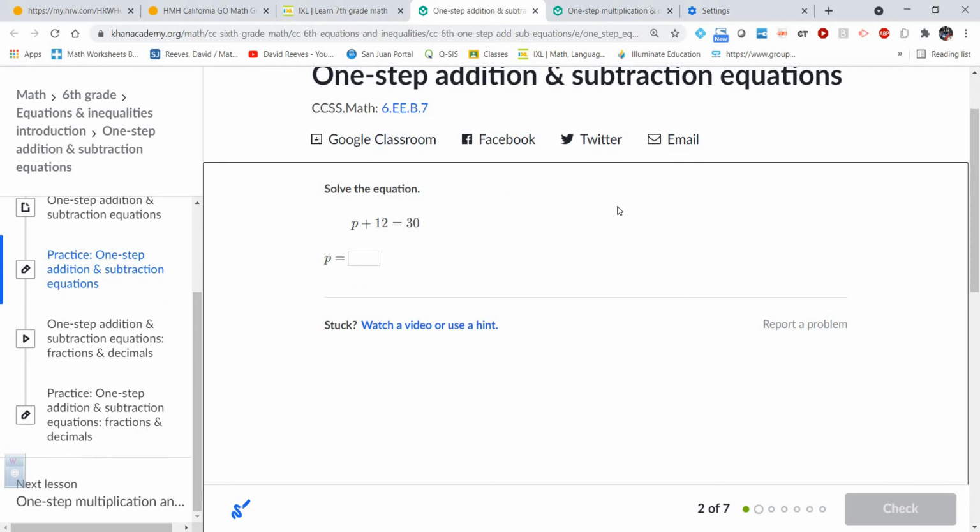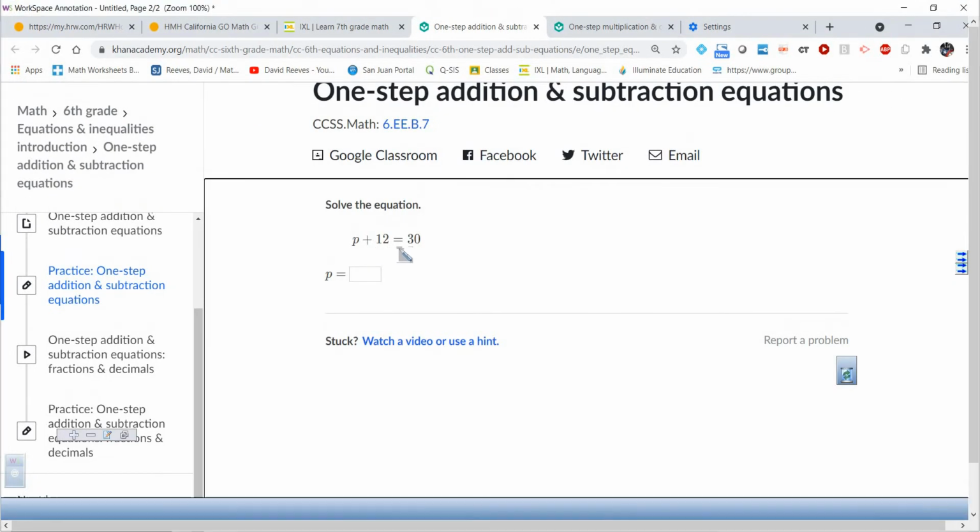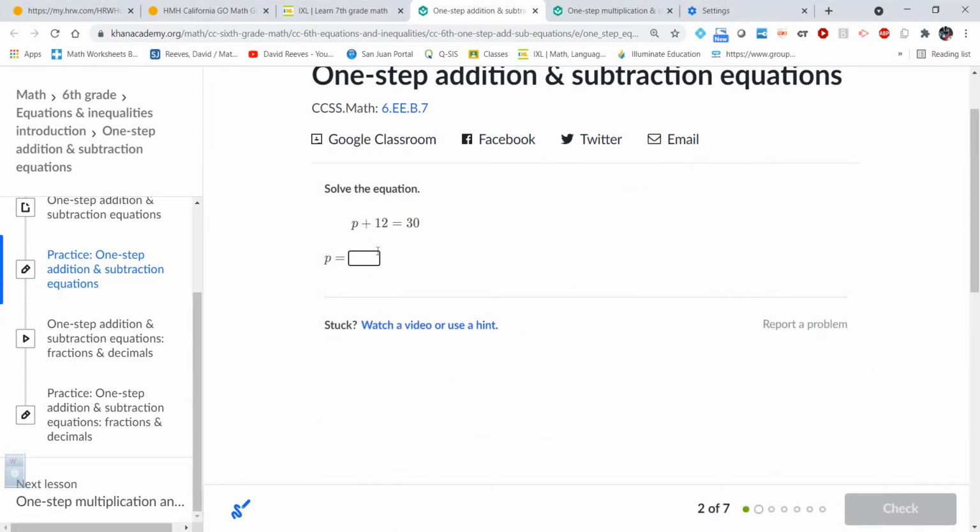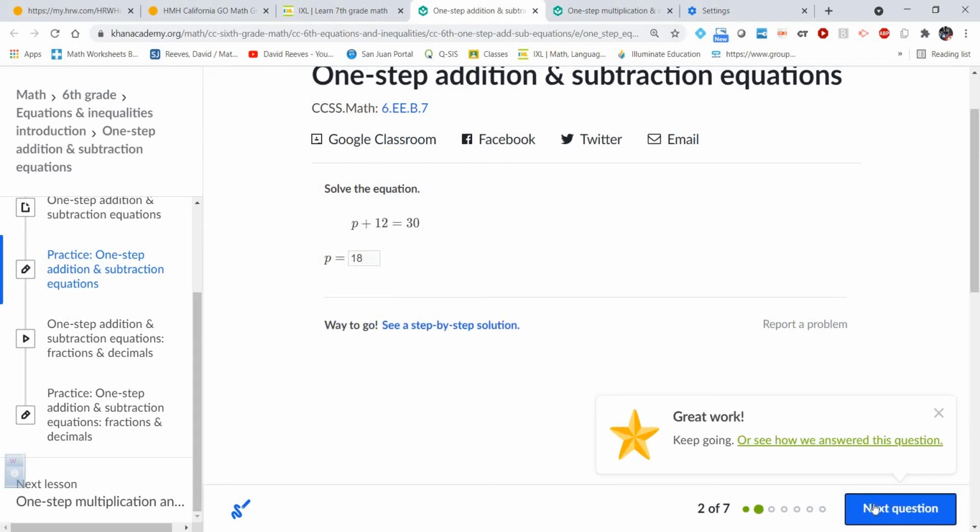All right. Similarly, this one right here, I've got something plus 12 is equal to 30. I want to get that letter by itself, so I'm going to subtract 12 from each side. That's going to get the p isolated. And 30 take away 12 is going to give me 18. And again, if we check our answer, 18 plus 12 is equal to 30. So again, an addition problem, we're going to solve by subtracting. 18 was the answer we got on that one.